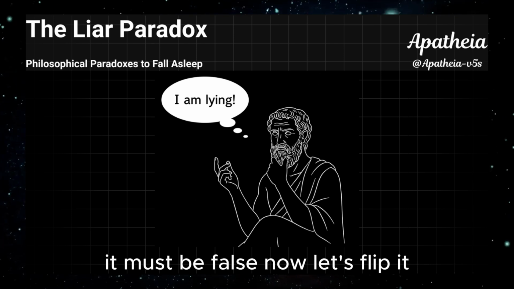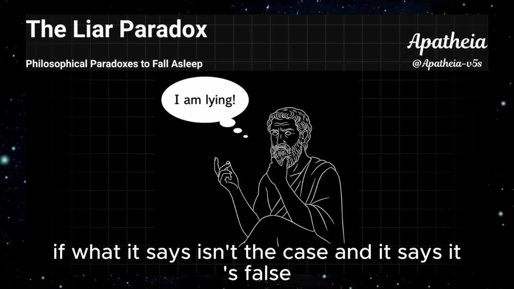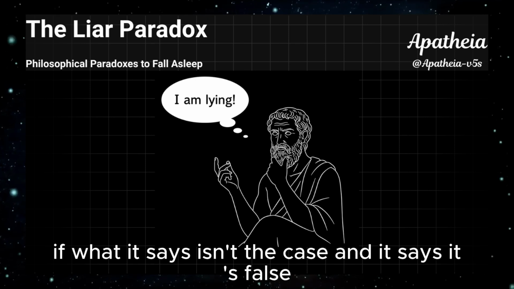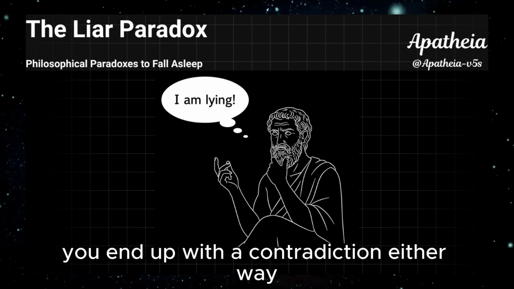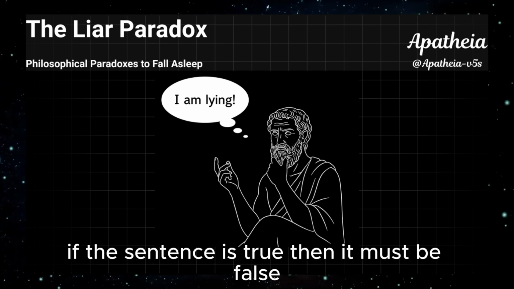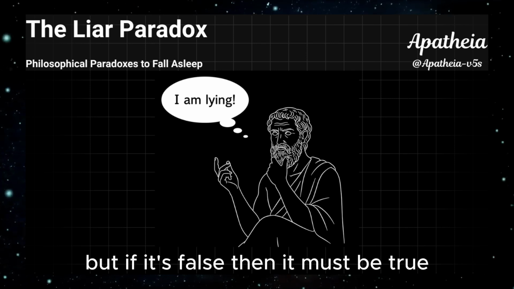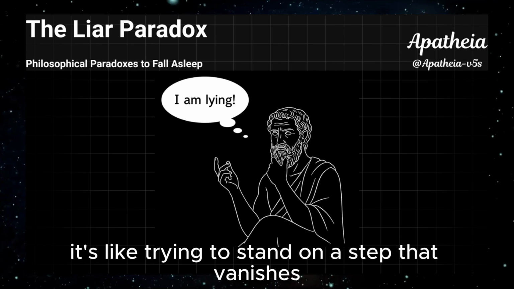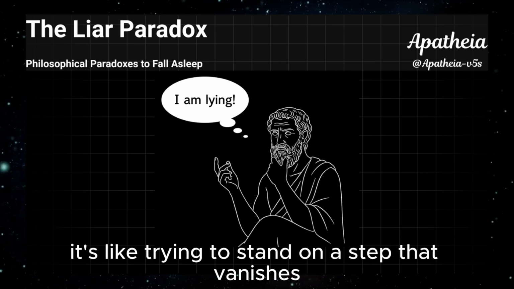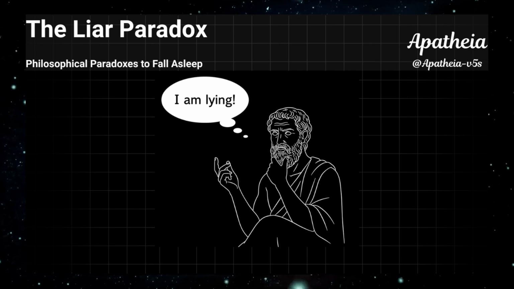Now let's flip it. Suppose the sentence is false. If what it says isn't the case and it says it's false, then it must actually be true. You end up with a contradiction either way. If the sentence is true, then it must be false. But if it's false, then it must be true. It undermines itself no matter what. It's like trying to stand on a step that vanishes the moment you put weight on it.